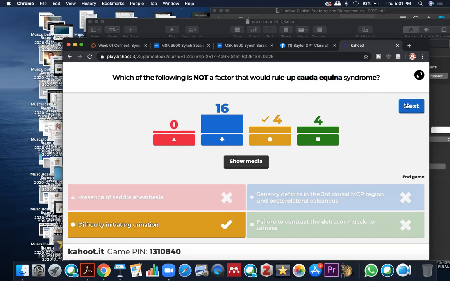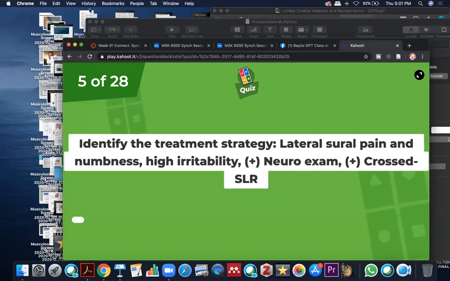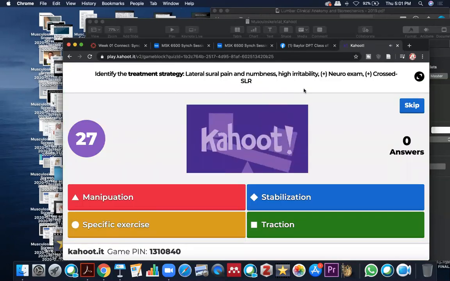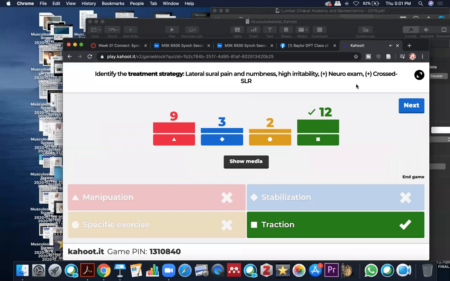So, okay, next one, number, I don't know which one, 5. Identify the treatment strategy. So we've got lateral sural pain and numbness, high irritability, a positive neuro exam, and a positive cross straight leg raise. Yeah, so this one's traction.